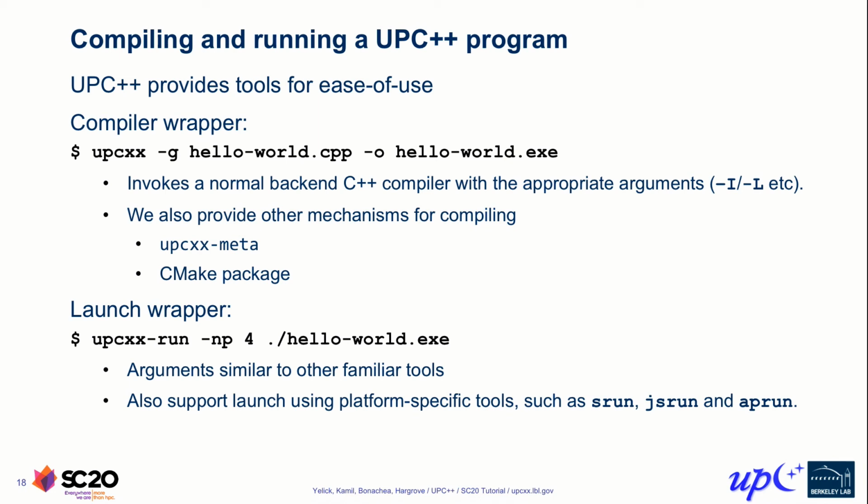For more sophisticated programs, UPC++ also provides the upcxx-meta package and the CMake package. And to run the application, then you can use upcxx-run, which takes in a number of processes that you want to run on, as well as the executable. Again, there's other arguments associated with this that would be familiar to you if you've used other similar tools. And there's also support for various platform-specific launching mechanisms, such as srun and so on.